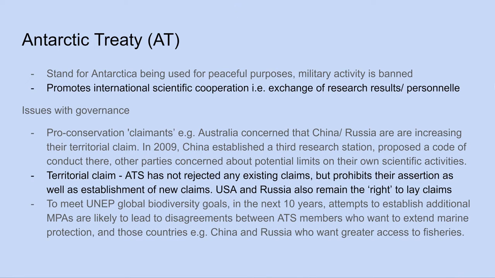To meet the UNEP, or the United Nations Environment Programme, Biodiversity Goals, in the next 10 years, there are attempts to establish additional MPAs, which are marine protected areas, that are likely to lead to disagreements between the ATS, which stands for the Antarctic Treaty System, members who want to extend marine protection, and those countries, for example China and Russia, who want greater access to fisheries. You can probably guess why.